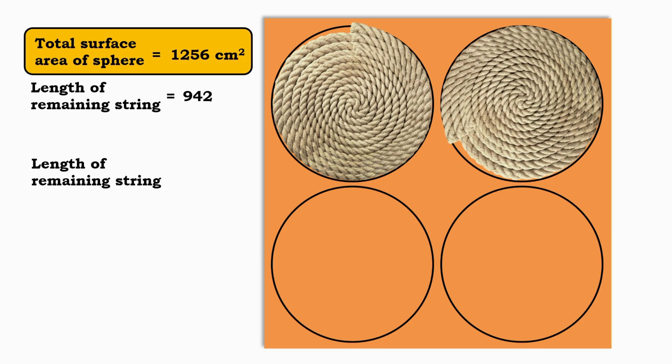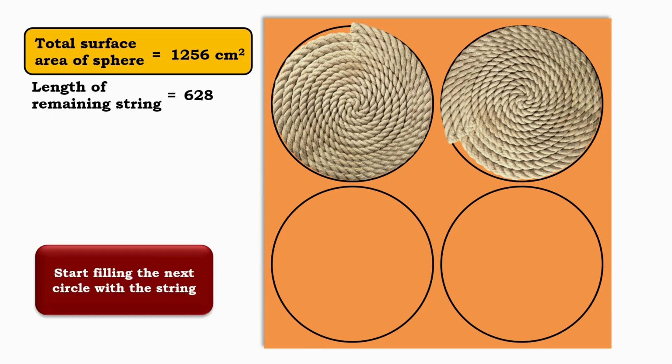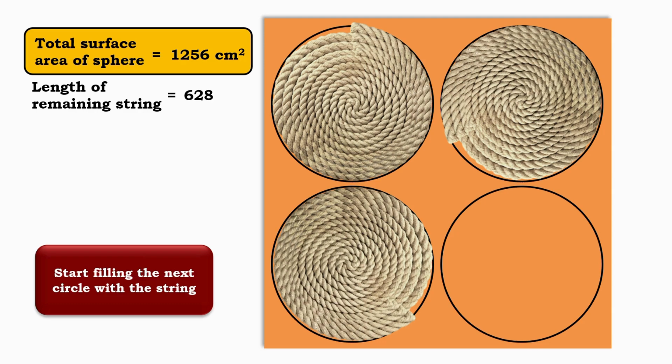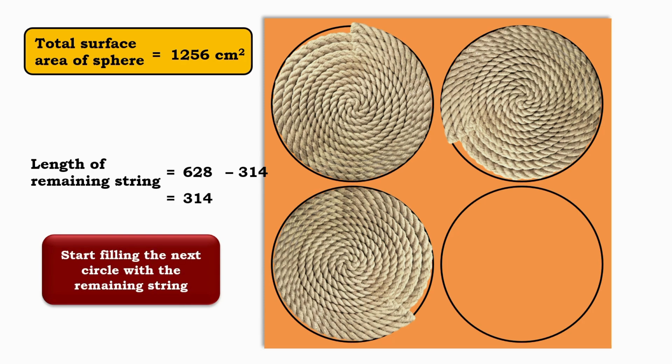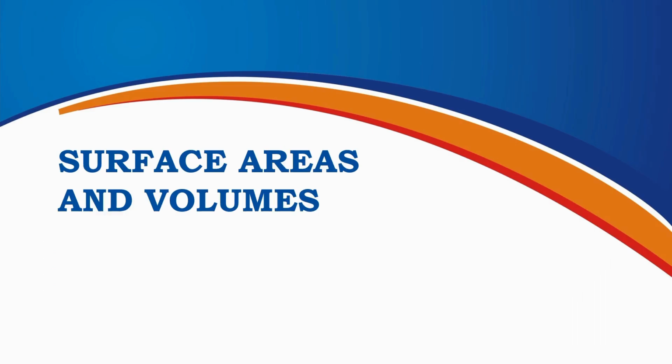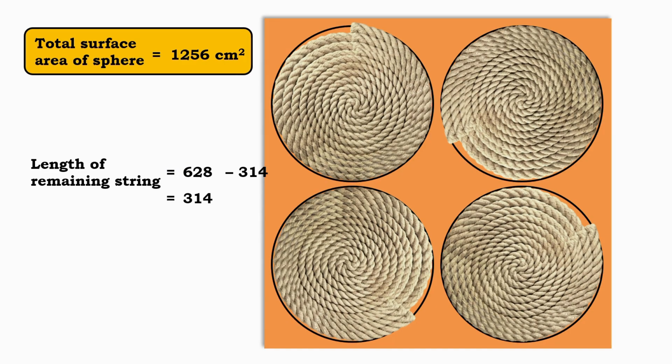So in the same way, after filling that, the length of the remaining string will be 942 minus 314, that is 628 centimeter square. Now start filling the next circle with the string. So the length of the remaining string will be equal to 628 minus 314, that is 314 centimeter square. Now start filling the next circle, and finally we end up with no string left, that is 314 minus 314.